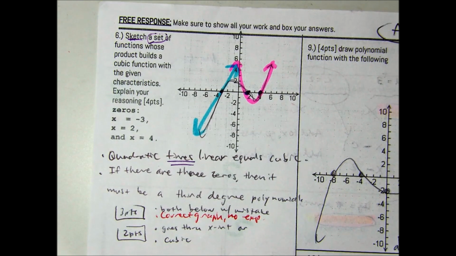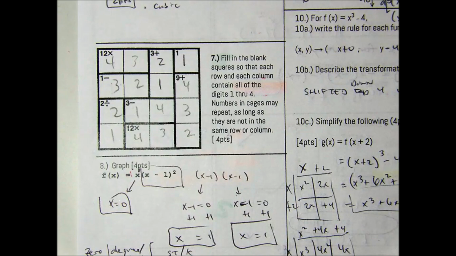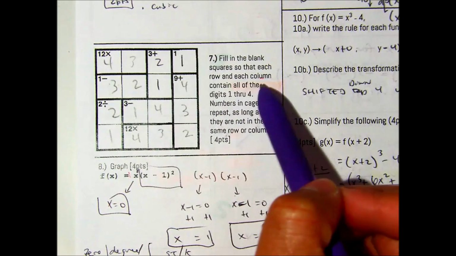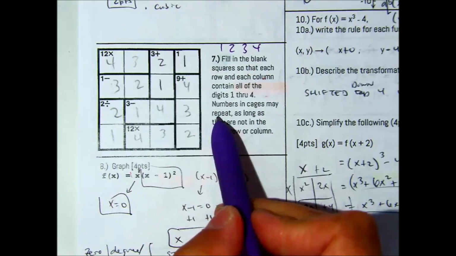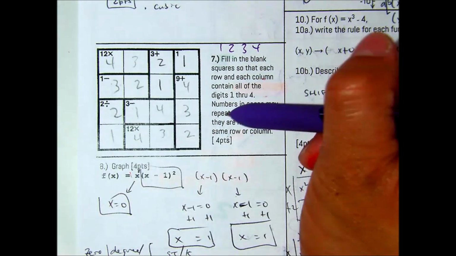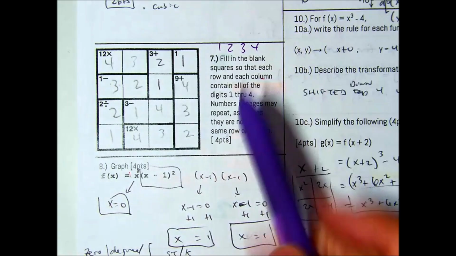Question number 7. This is called a Ken or an Inky. Fill in the blank squares so that each row and each column contain all of the digits 1 to 4. Numbers in cages, cages are the darkened areas, may repeat as long as they are not in the same row. Rows going side to side, column up and down.